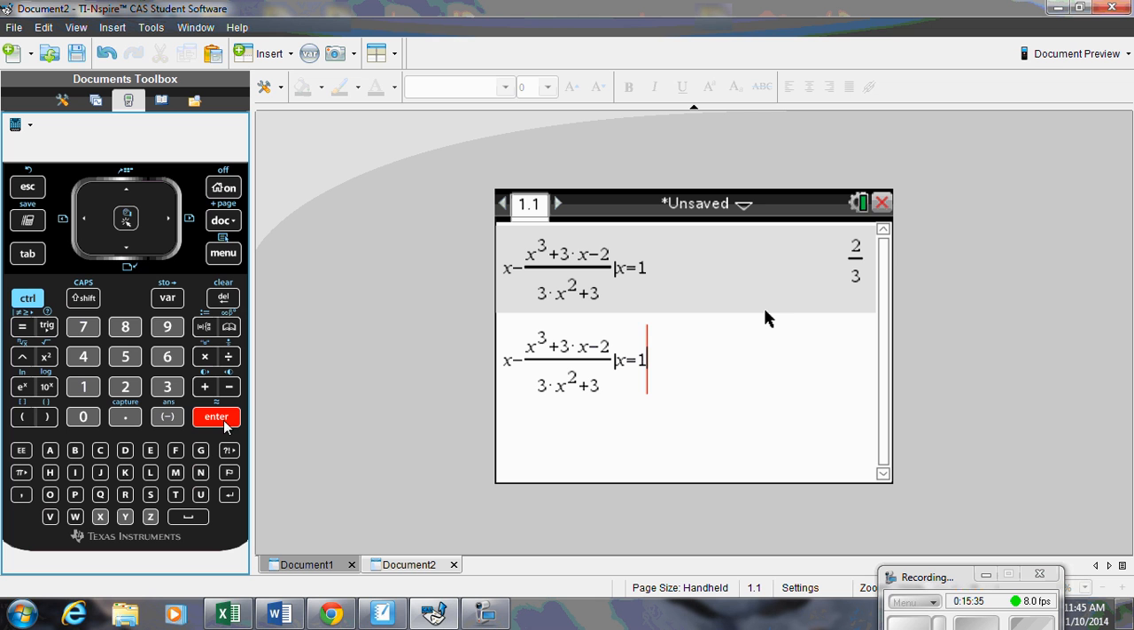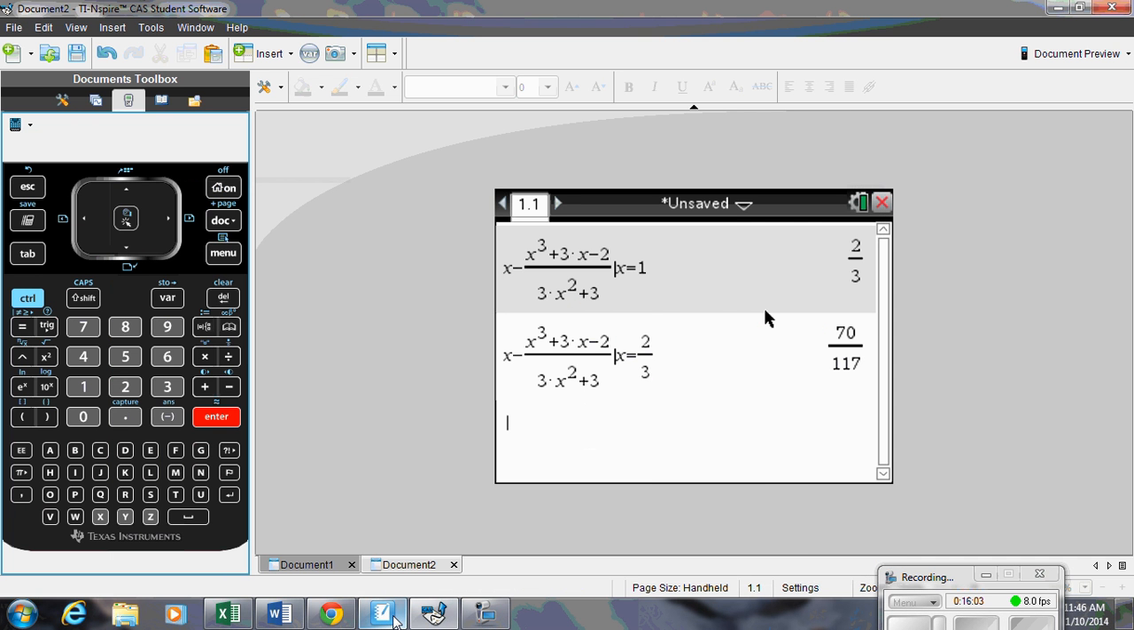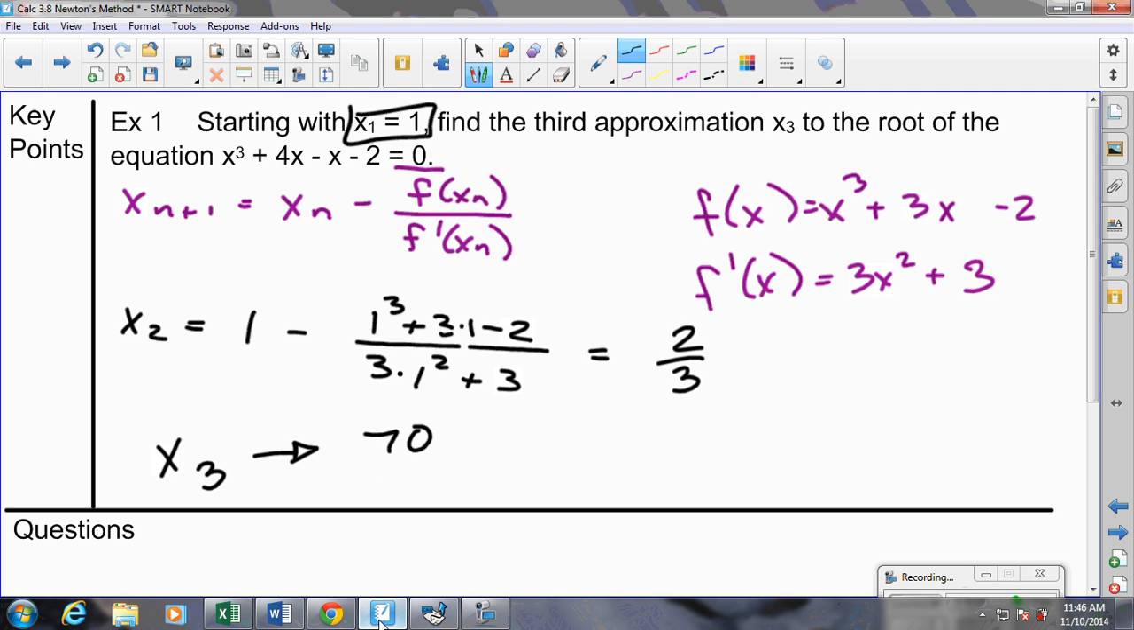Come right back up. So our iterative process is take that one. 2/3 was x2. Now we have x3. We're done: 70 over 117. So we would still want to say x2 is 2/3, and then x3 is, what was it, 70 over 117? And we have our answer. Of course, we could also do this with a decimal approximation, but here's our initial piece, and we've got it. We're done. There's the third approximation.